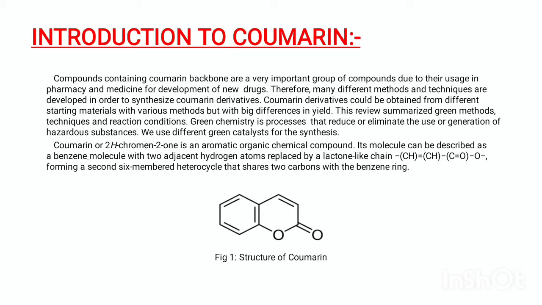Coumarin derivatives could be obtained from different starting materials with various methods but with big differences in yield. This review summarized green methods, techniques, and reaction conditions. A green method is a process that reduces or eliminates the use or generation of hazardous substances. We use different green catalysts for the synthesis. Coumarin, or 2H-chromen-2-one, is an aromatic organic chemical compound. Its molecule can be described as a benzene molecule with two adjacent hydrogen atoms replaced by a lactone-like chain, forming a second six-membered heterocycle that shares two carbons with the benzene ring. Figure 1 shows the structure of coumarin.